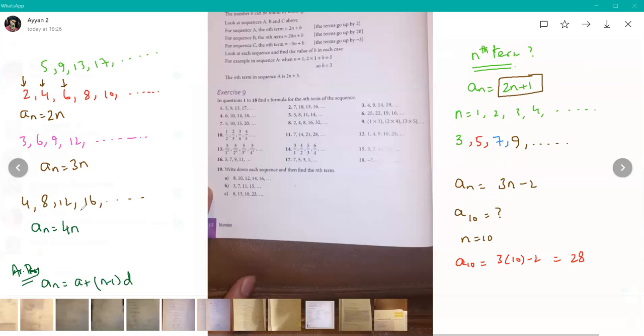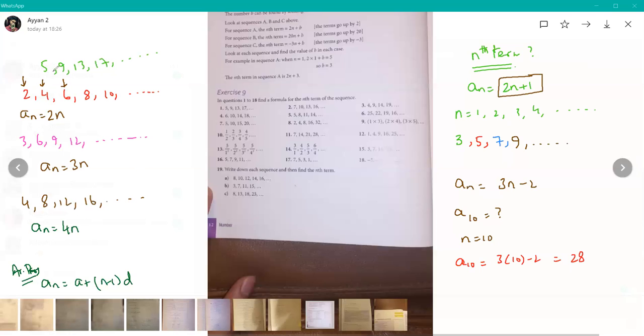So you have seen that if these are the multiples of 2, the nth term is 2n. When these are the multiples of 3, the nth term is 3n. When these are the multiples of 4, the nth term is 4n. But the problem arises when you have a sequence like this: 5, 9, 13, and 17.